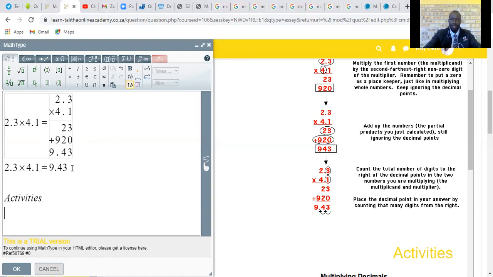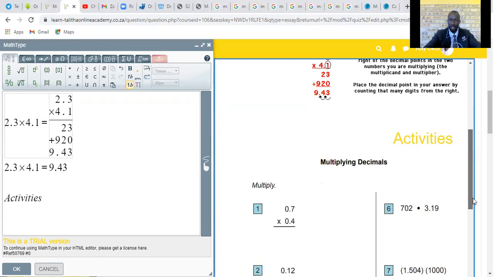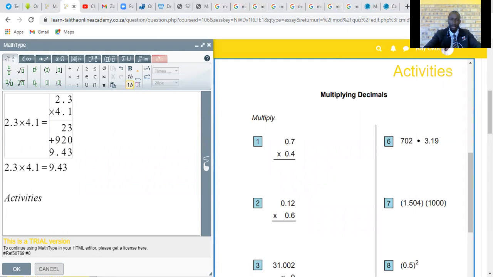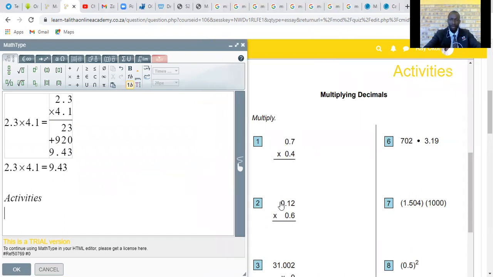So these activities, the first one being, well, yeah. The first activity is requiring us to multiply 0.7 by 0.4. We are calling this activity 1, part 1. Now, this one is already written in the correct format, the vertical way. So we have already been saved one step. So we just write that down.